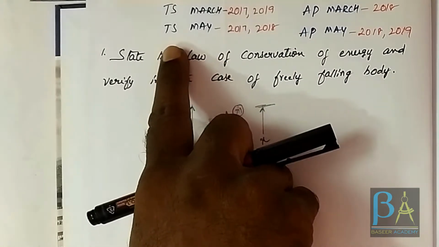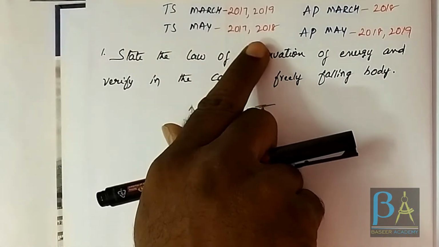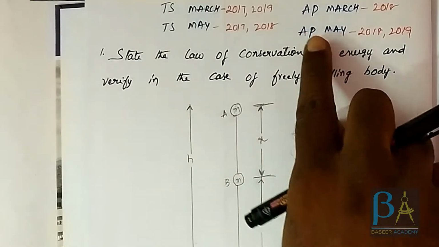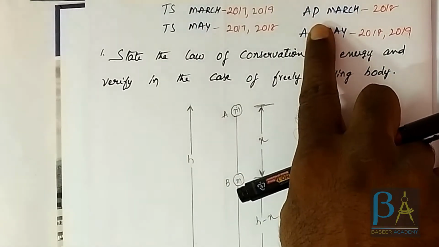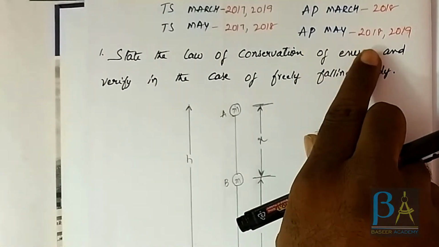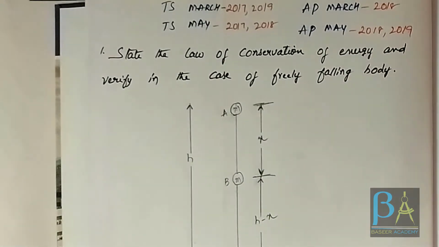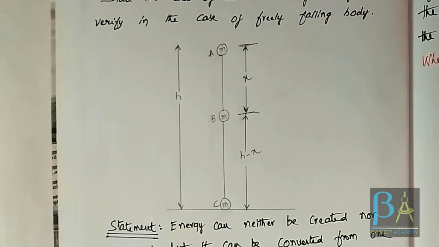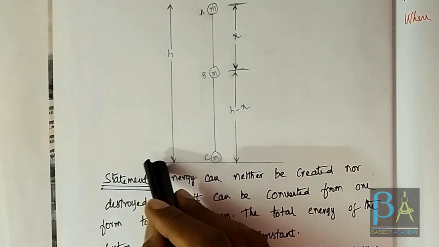paper. It was asked in Telangana State May 2017-2018 question paper. It was asked in AP March 2018 question paper. It was asked in AP May 2018 and 2019 question paper. So you can see for yourself this is one of those questions which has been asked multiple times in intermediate first year examination.